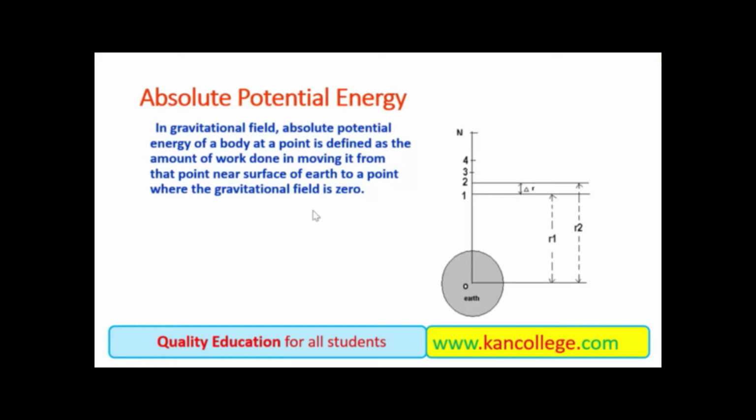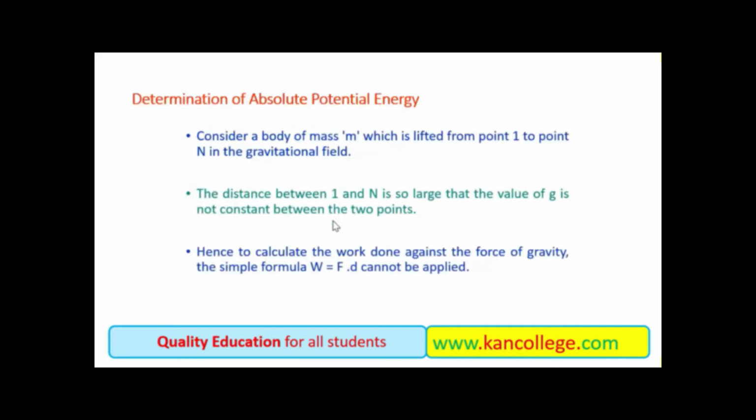Mathematically, we can determine that absolute potential energy by the following procedure. Consider a body of mass m which is lifted from point 1 to point n in the gravitational field. The distance between 1 and n is so large that the value of g is not constant between the 2 points.